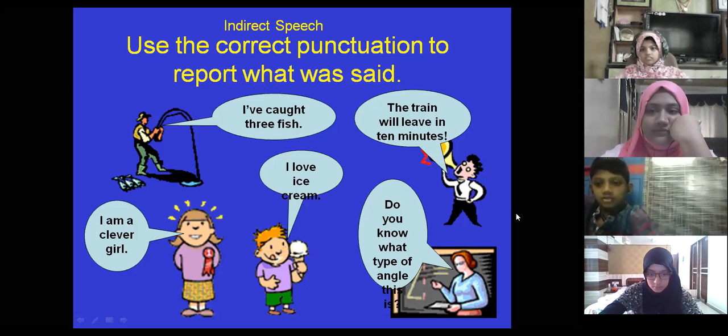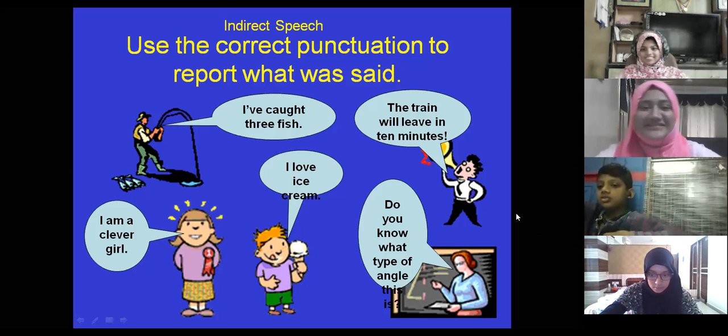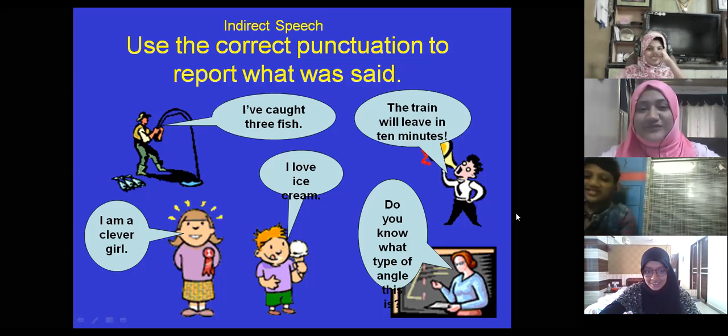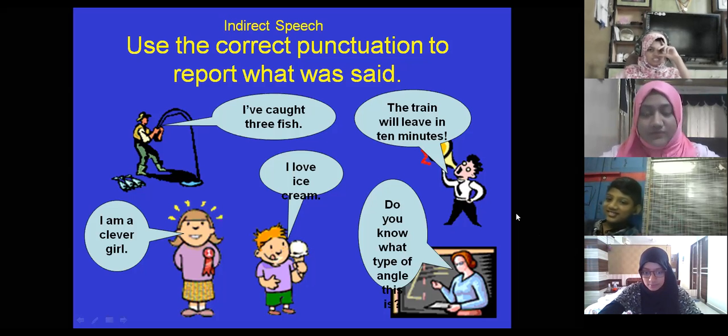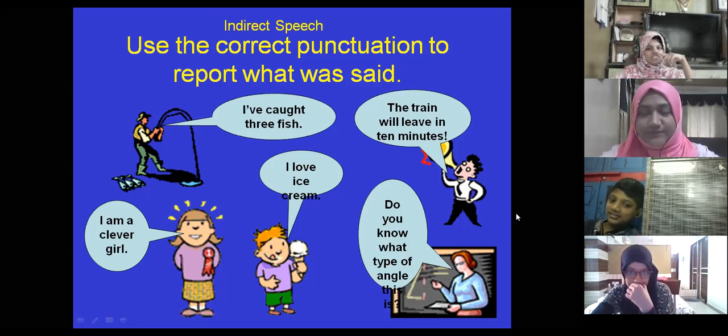Okay, first one. Who wants to go with the first one? The man caught fish. Anybody except for Munib. Saklen, go. Tell me. Indirect speech, how will you write the first one, the fisherman one?